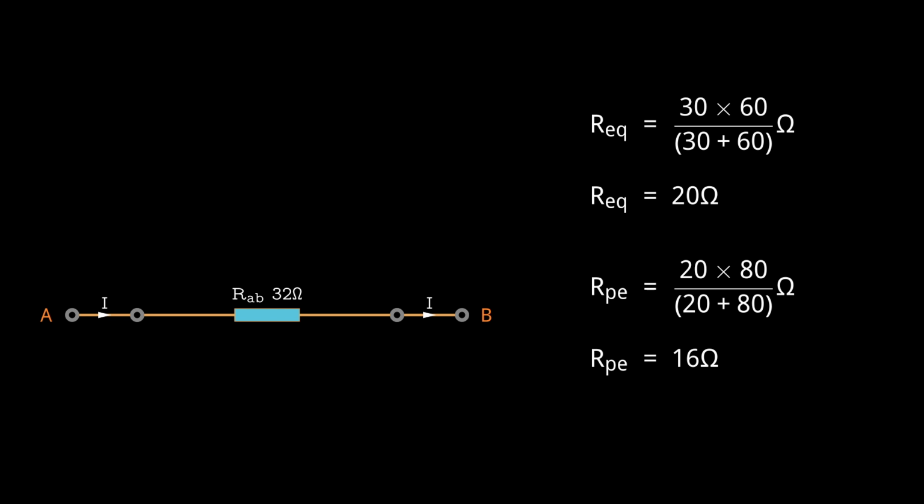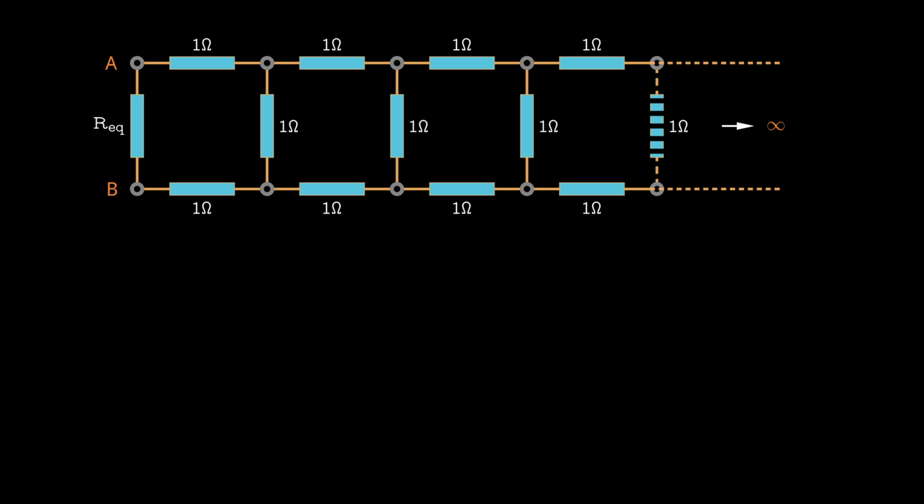In the next section, we'll delve into a fascinating type of resistor arrangement called ladder circuits, which have an infinite extension. A ladder circuit is a repetitive network of resistors, with each rung adding a fixed configuration of resistors in series or parallel. The first step in analyzing these circuits is to recognize this repeating pattern.